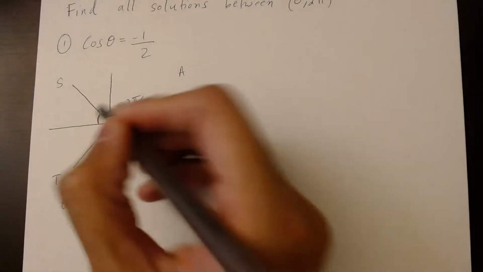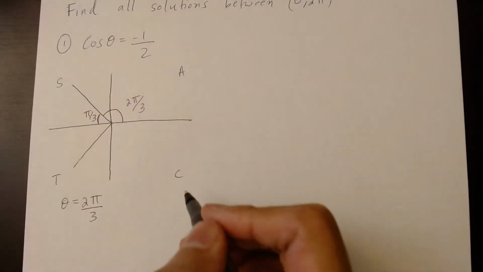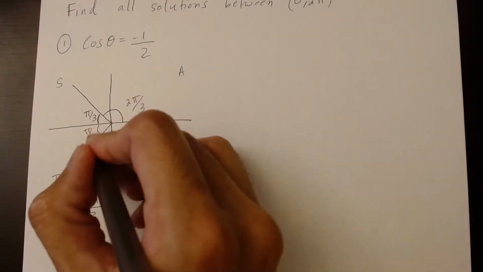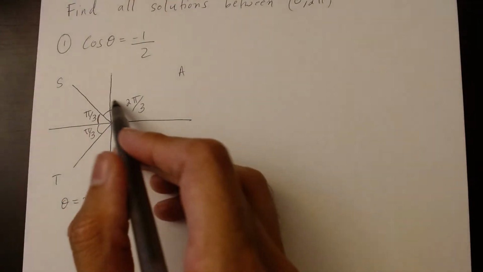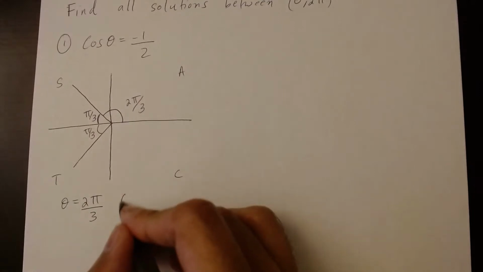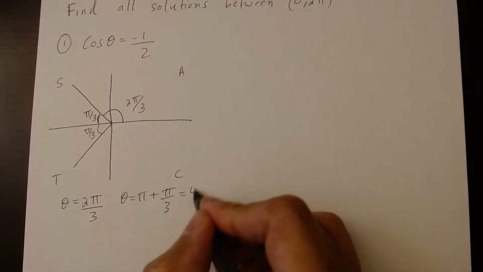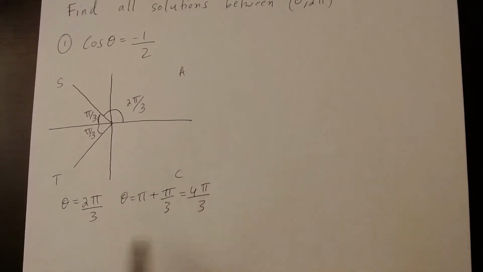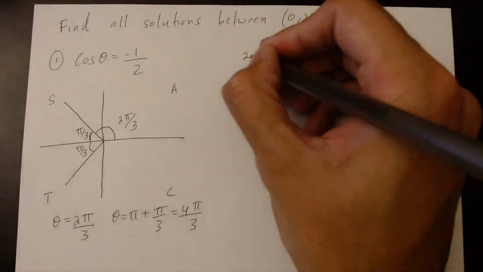I know that my small angle beta is pi minus 2 pi over 3, which is just pi over 3, which makes this pi over 3 as well, which means that my second solution is just pi plus pi over 3, which is just 4 pi over 3. And these are my two solutions to this question. Let's go to the second question.